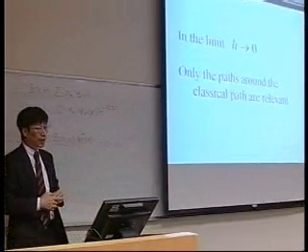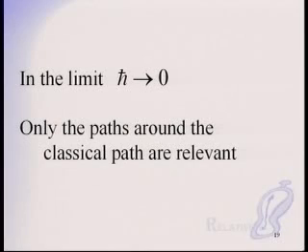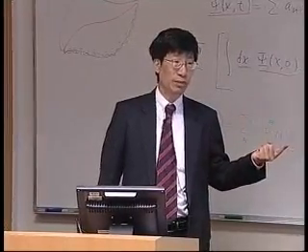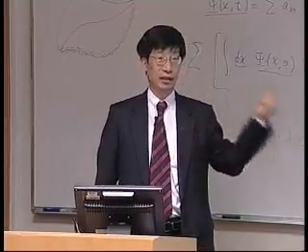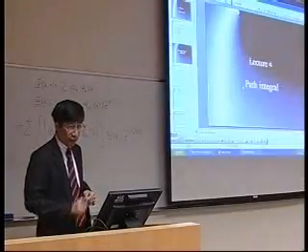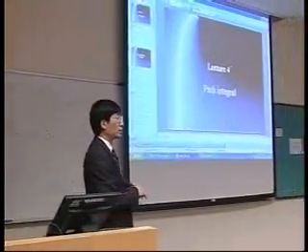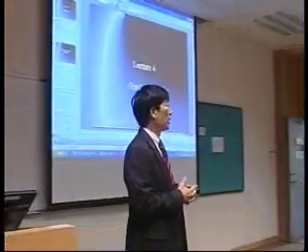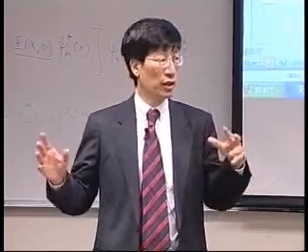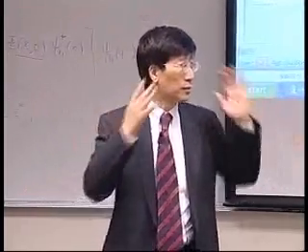So in the limit h bar going to 0, only the paths around the classical paths are relevant. And that gives you the conceptual relationship back from quantum mechanics to classical mechanics. Okay, any questions? I think we covered that lecture very quickly. The lecture is not computationally difficult at all, but mostly just conceptual linkages.